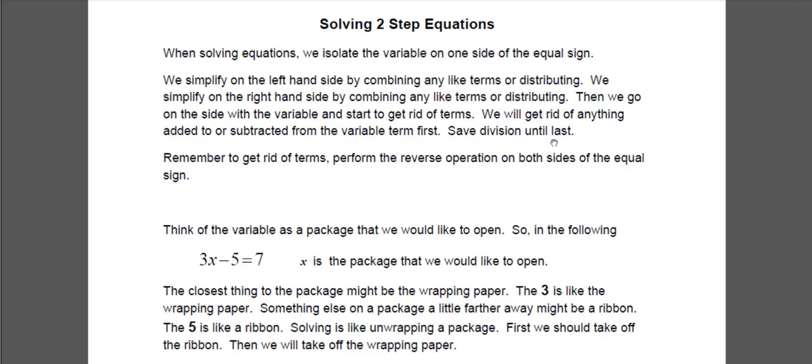Save division until last. Remember to get rid of terms, perform the reverse operation on both sides of the equal sign.